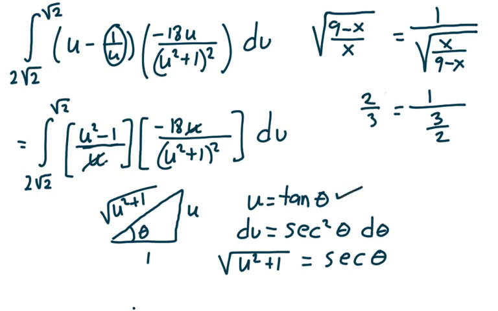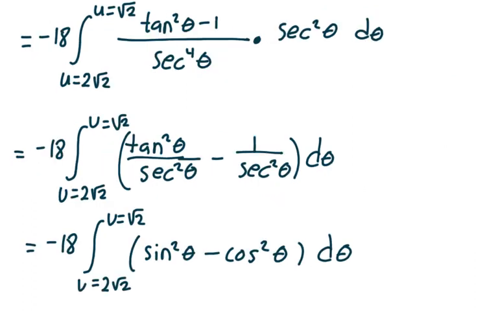So I'm going to let u equal tangent theta. Du is secant squared theta d theta. The square root of u squared plus 1 ends up being secant theta. So if I make my substitution, I have negative 18 times the integral from u equals 2 square root of 2 to u equals square root of 2 of tangent squared theta minus 1 divided by secant to the 4th theta times secant squared theta d theta.